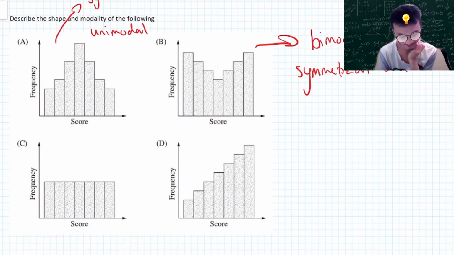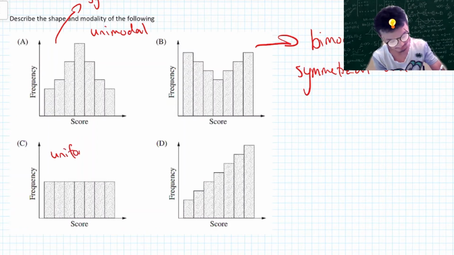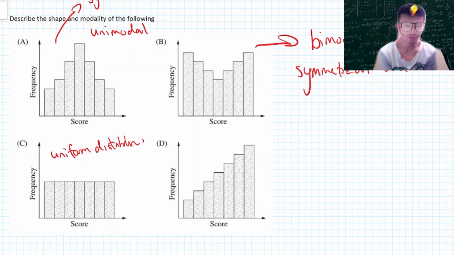So, I mean, we could say symmetrical. C is like a bit of a trick question, to be honest, because they all have the same frequency. So this is actually a special type of distribution. It's called a uniform distribution because all the values are actually the same. Not to be confused with unimodal, because there's definitely more than one mode. So this one has a uniform distribution.